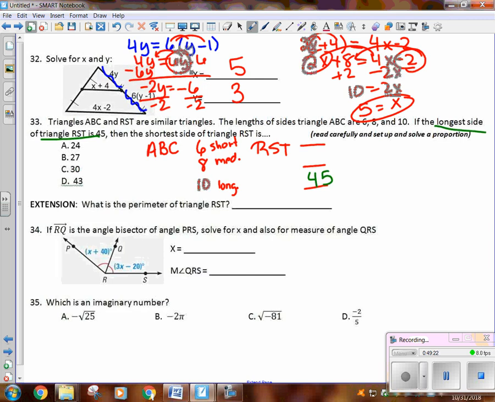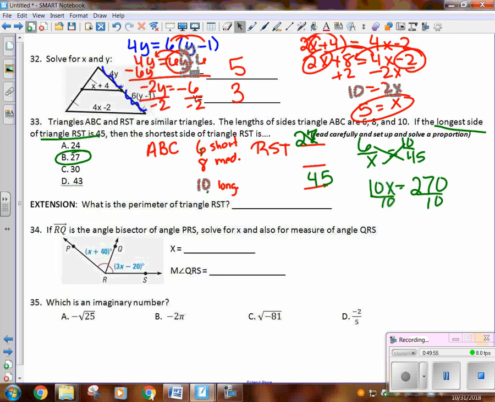So what is the shortest side? That would actually match up to what? 6. So I could make up a proportion. Read carefully, set up and solve a proportion. 6 compares to x. In the same way, 10 compares to what? 45. Crisscross multiply. 10x. I think 6 times 45 is 270. Divide out the 10. I'm getting 27. And I'll just jot that right here. So x turned out to be 27.